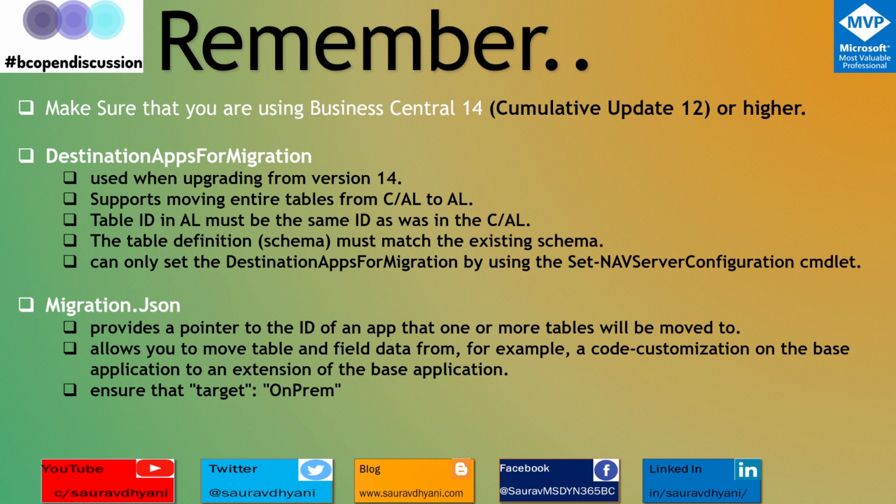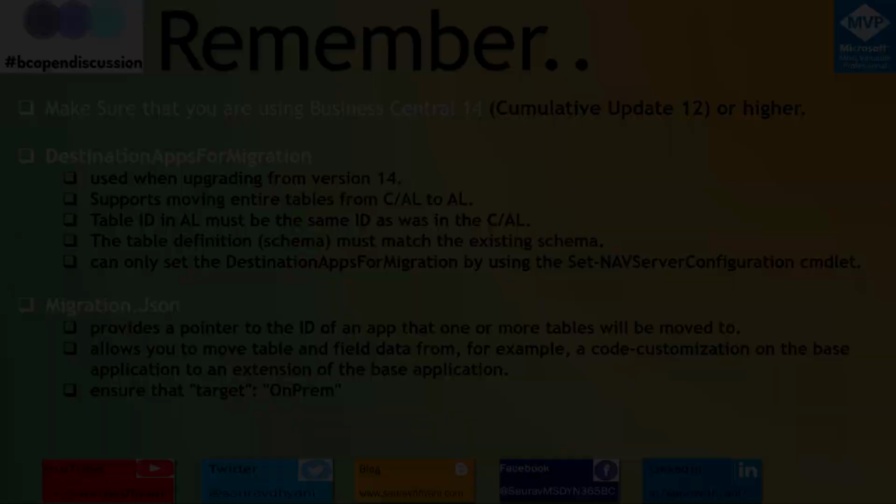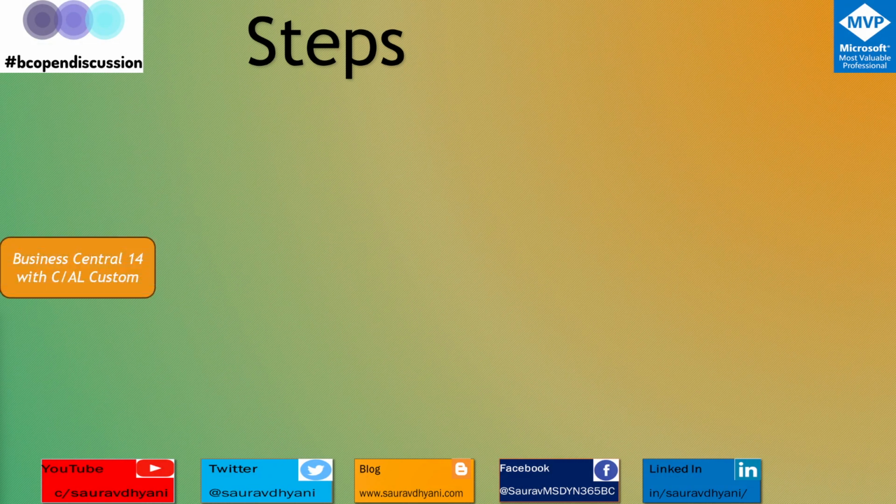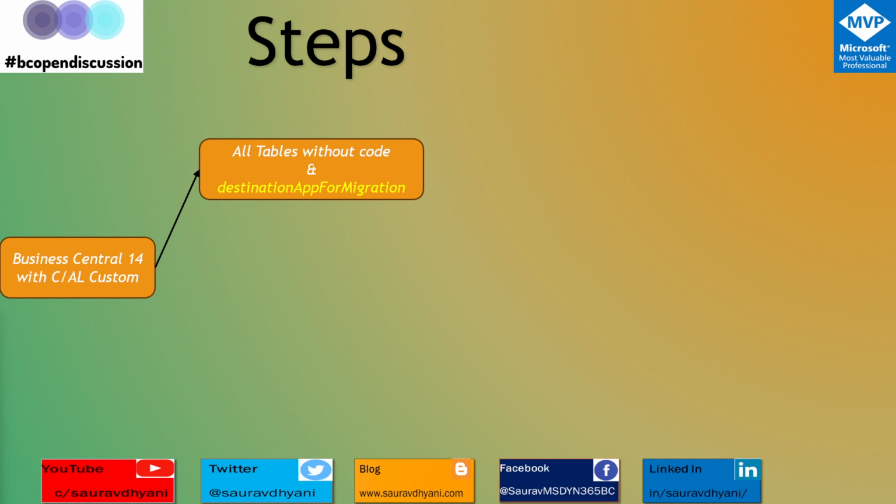So before we go into preparation of it, let's understand the sequence of how it happens. Let's understand the steps. Currently we have a Business Central 14 with C/AL customization. What will happen is we'll build an extension which will have all the tables as of BC14 without any code. So there'll be all Microsoft tables with your customization, with your tables and all, and there will be no code. There'll just be the tables and the fields that are needed.